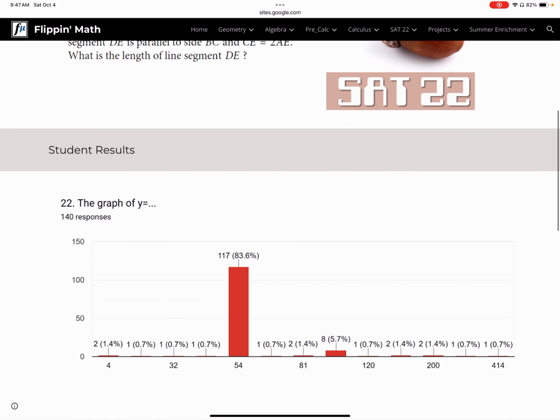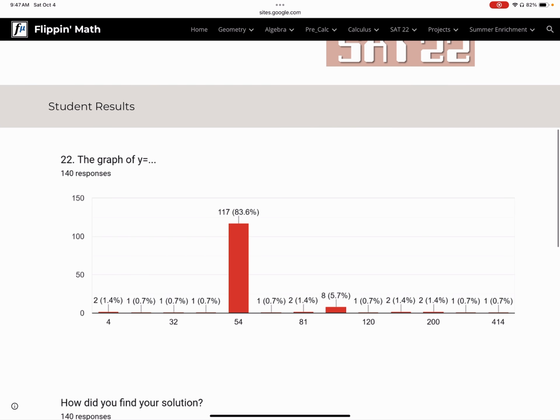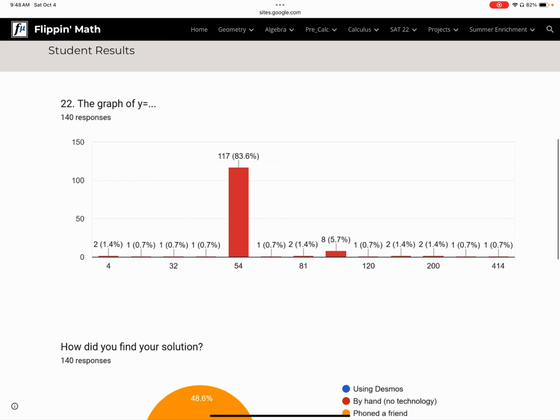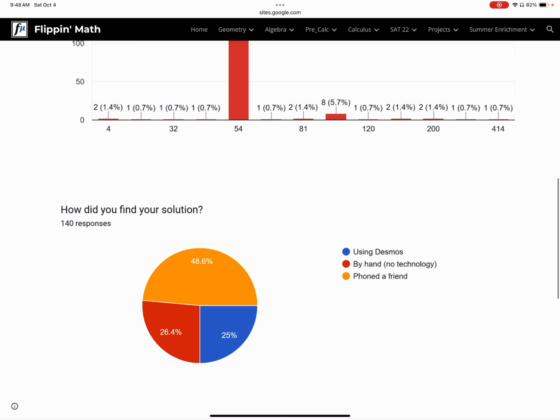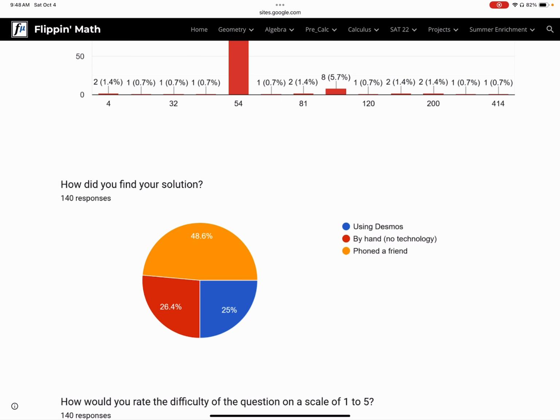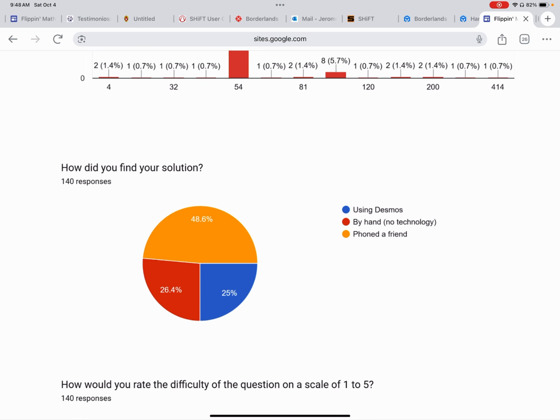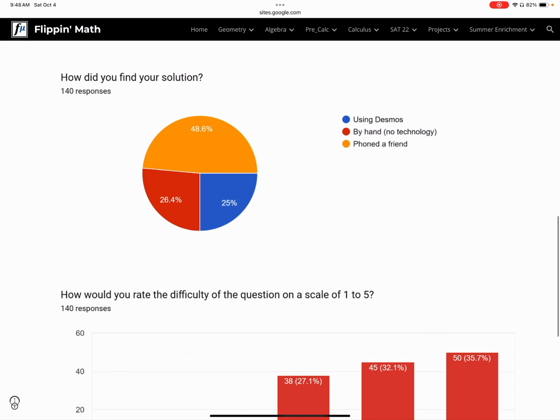Let's take a look at our results. Well, as you can kind of expect, answers all over the place whenever it is a student-produced response question. And there is one huge spike here at 54, which was 83.6%. That's pretty good, actually. And that was, in fact, the correct answer. Now, this is kind of interesting. How did we find our solution? Most of us phoned a friend. That's right. Came out on top over Desmos, and that friend could be your favorite AI chatbot or just somebody who was able to figure out the answer.